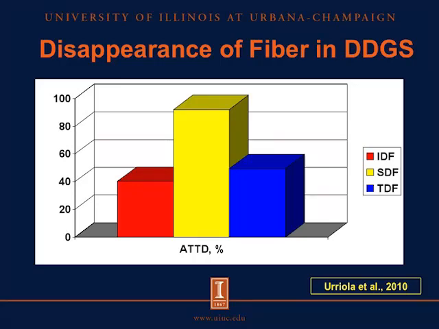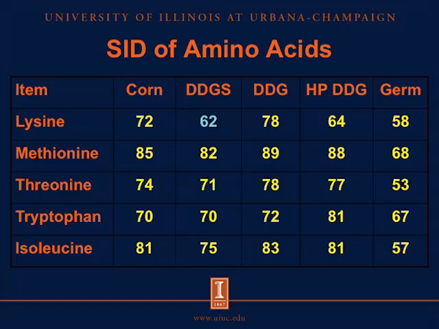When we come to the amino acids, we can see that the digestibility of most amino acids in the corn co-products is approximately the same as it is in corn. The exception here is corn germ, where the digestibility is less than in corn grain. But for most of the other co-products, the digestibility of amino acids is similar to that in corn.